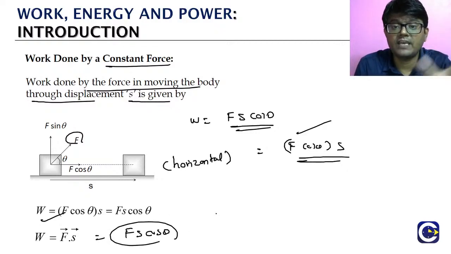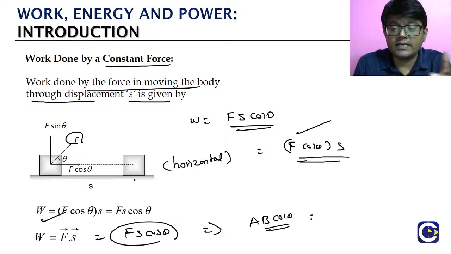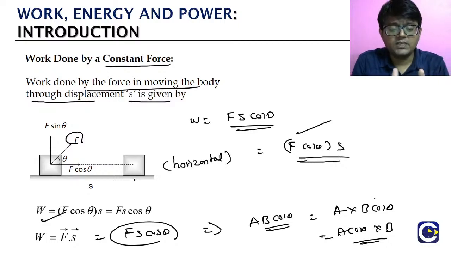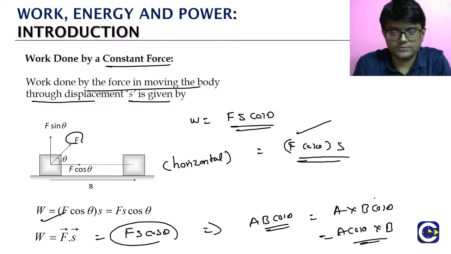Remember, we talked about the way we will define the dot product. If you have the dot product of two vectors, what is it? A B cos theta. We can write it like A into B cos theta. We can also write it like A cos theta into B, isn't it? So which means we can define the work as the force multiplied by component of the displacement in the direction of the force, or component of the force in the direction of the displacement, F cos theta into displacement value. Either way we are going to get the same value for work.